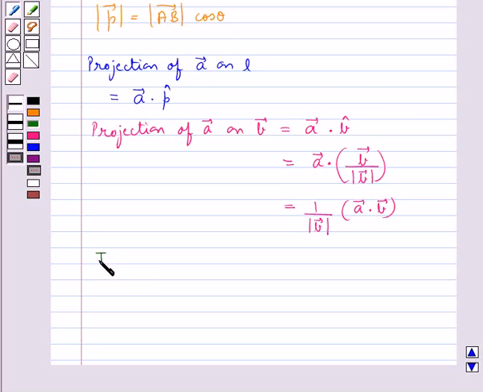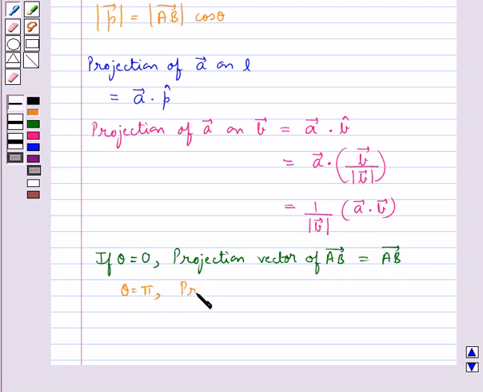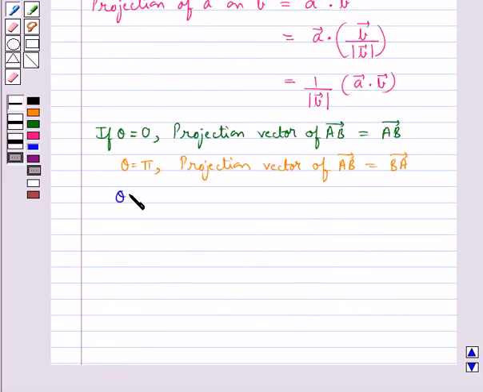And if we have theta is equal to 0, then projection vector of vector AB will be vector AB itself. And if theta is equal to pi, then projection vector of vector AB will be vector BA. Also, if we have theta equal to pi by 2 or 3 pi by 2, then projection vector of vector AB will be the 0 vector.